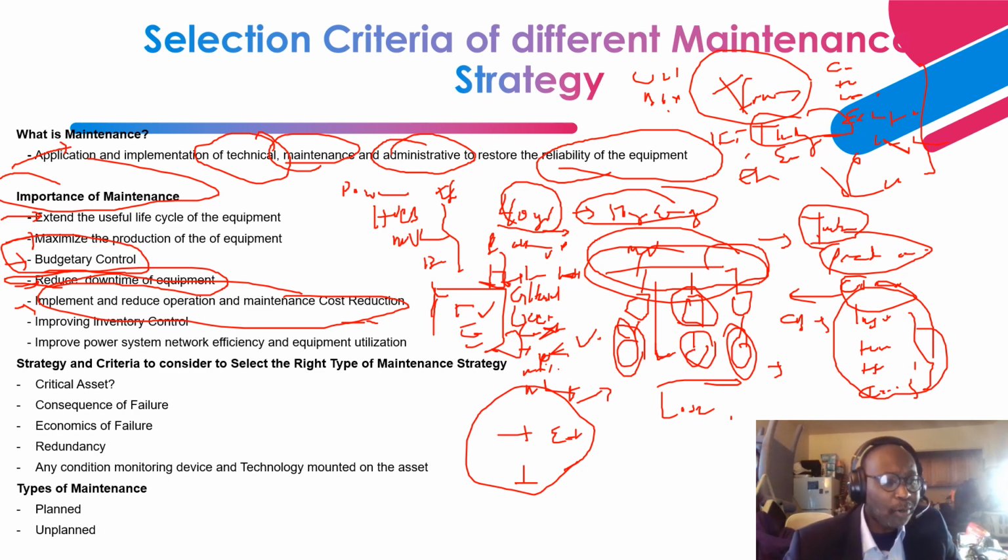Next is improving inventory control. Yes, because once you are able to strategize and implement the right maintenance strategies, then you will take a critical look at your inventory, spare parts, so that parts wouldn't be on the shelf for a longer period of time. It means that you have a plan in place where a part will be ordered when you need it.